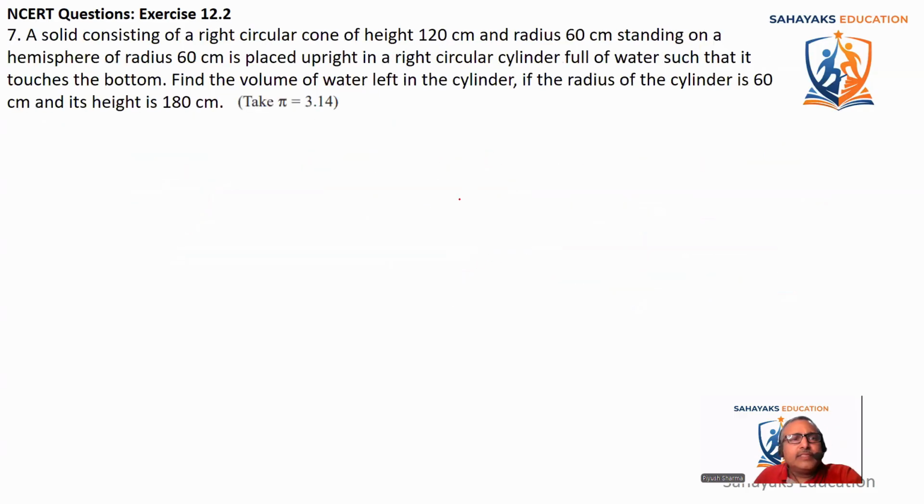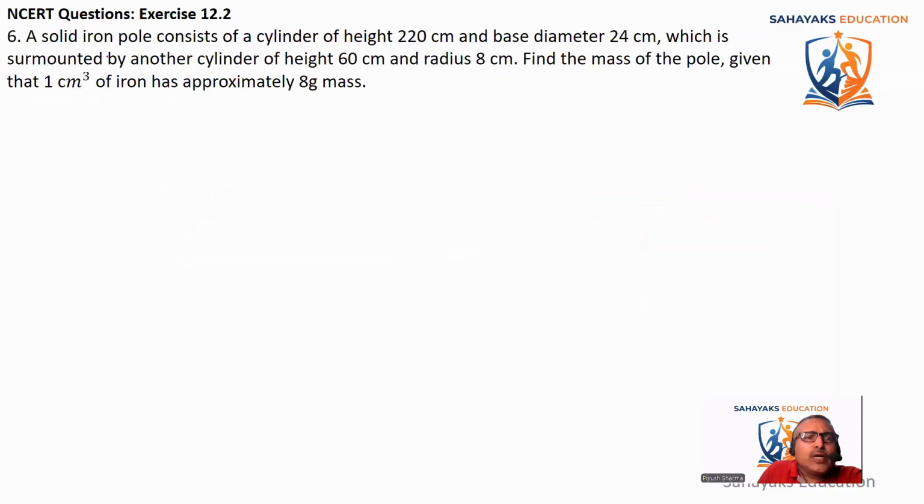Okay. Again, the figure is not given. A solid iron pole consists of a cylinder of height 220 centimeter and the base diameter of 24 centimeter, which is surmounted by another cylinder of height 60 centimeter and radius 8 centimeter. Find the mass of the pole given that 1 centimeter cube of iron is approximately 8 gram of mass.